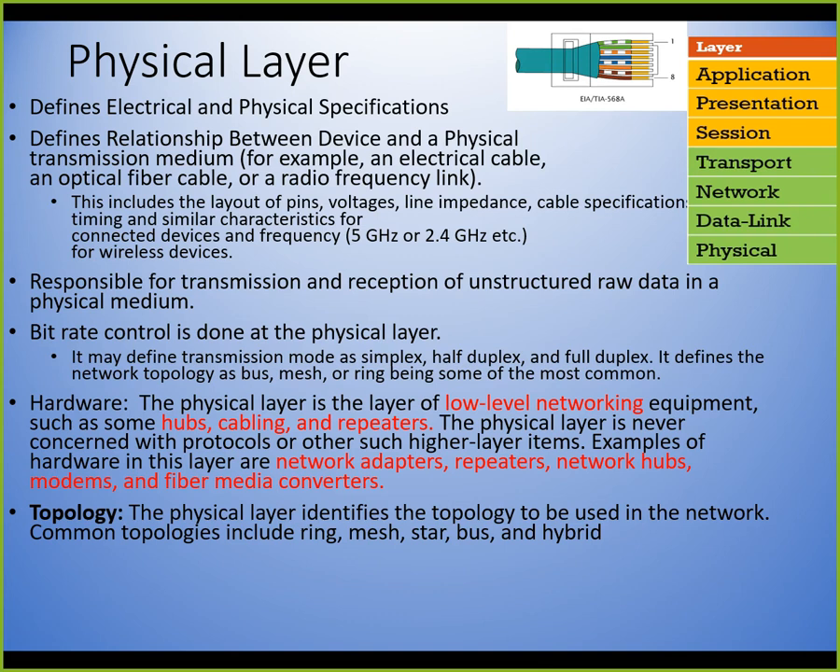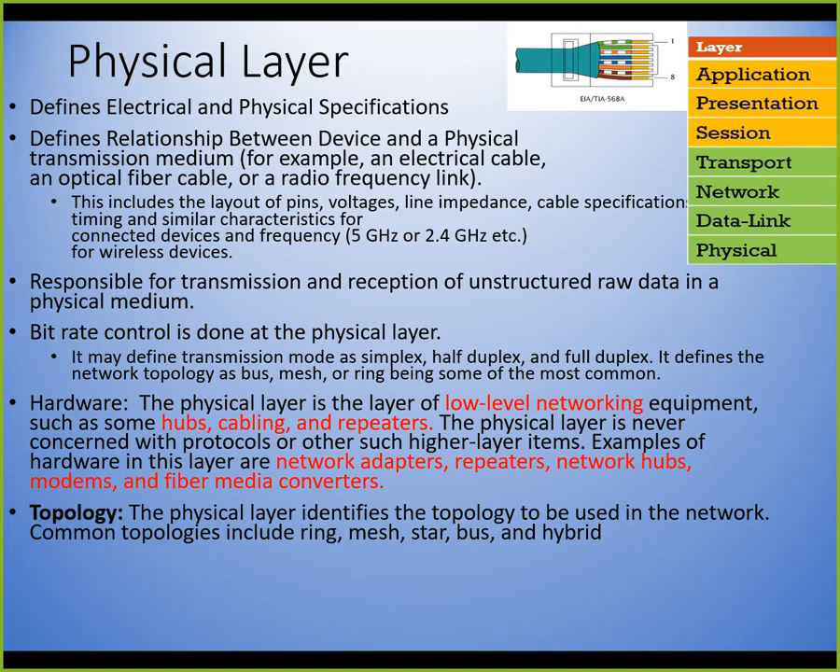It defines the relationship between the device and a physical transmission medium, for example electrical cable, fiber cable. It includes the layout of pins, voltages, line impedance, cable specification, timing, symbol characteristics for connected devices, and the frequency, 5 gig or 2.4 gig, for the wireless devices themselves. It's responsible for the transmission and reception of unstructured raw data in a physical medium. So what we have here are bits. We have ones and zeros.